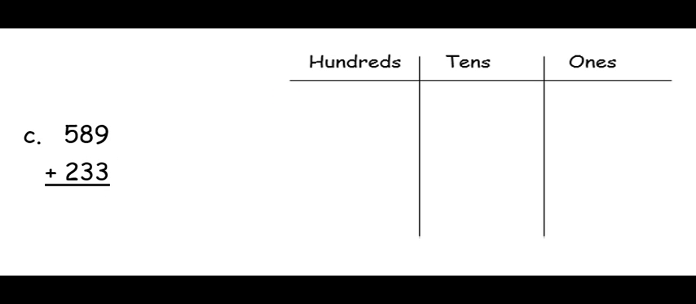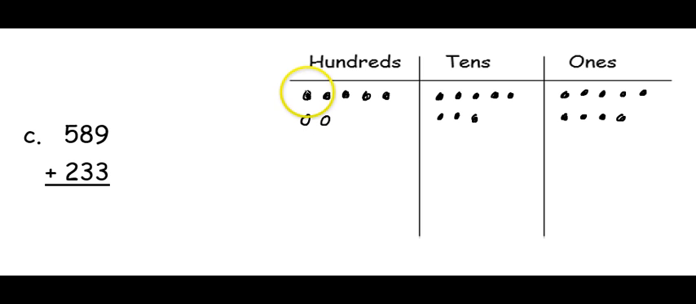Here's another problem. This time I have 589 plus 233. I'll start by showing 5 hundreds, 8 tens, and 9 ones. To that I will add 233, so I have 2 hundreds, 3 tens, and 3 ones.